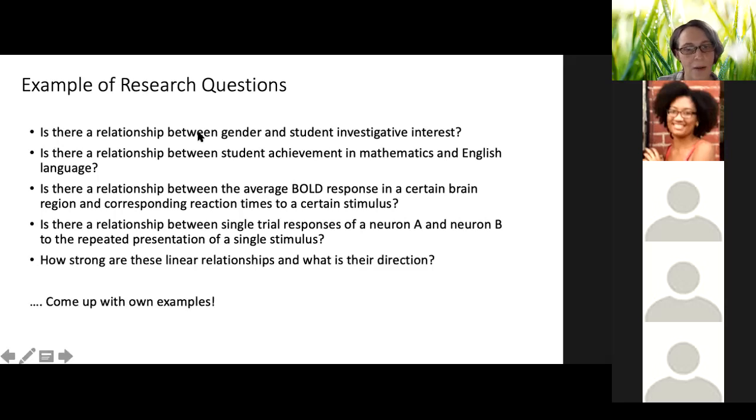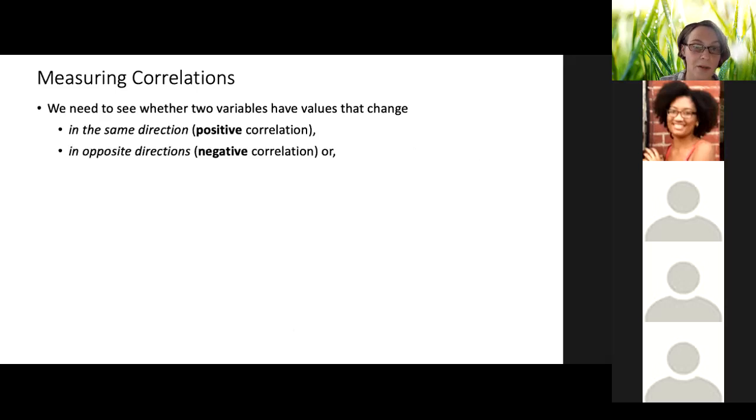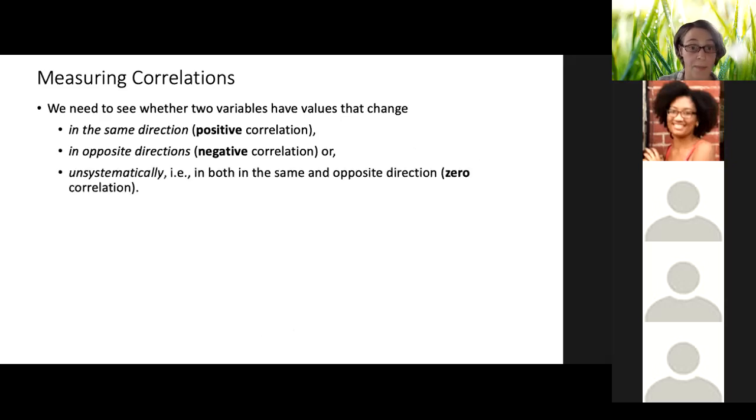Okay, and in all of these examples, we are always asking how strong these linear relationships are and what their direction is. So are they positive or negative? When we measure correlation, we need to see whether two variables have values that change in the same direction, in opposite directions, or whether they change unsystematically, in both the same and opposite direction, right? In this case, we would have a zero correlation.